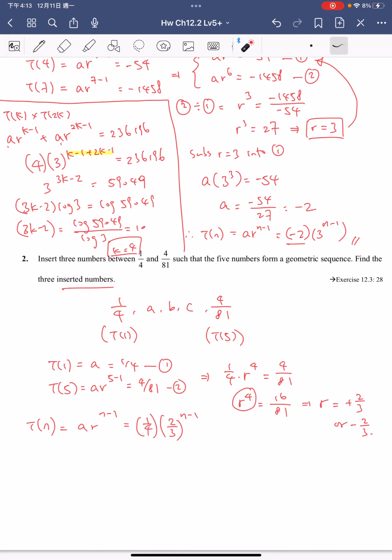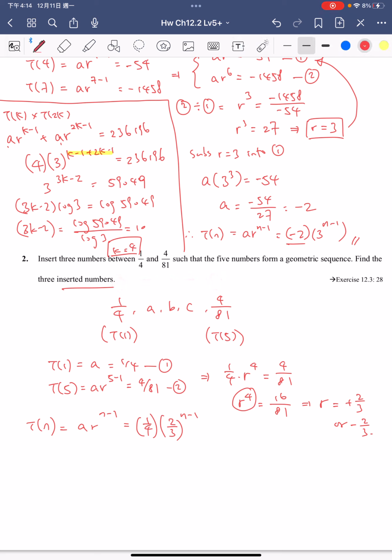So which means that we can just substitute and then find out these three numbers. But double check: if this is the positive ratio, then the three numbers are going to be positive. And if this is a negative ratio, then the signs go positive, negative, positive, negative, and positive, isn't it? So both of them are okay.